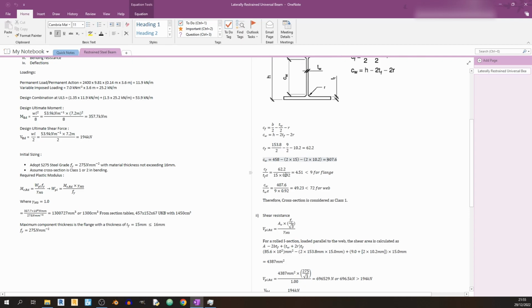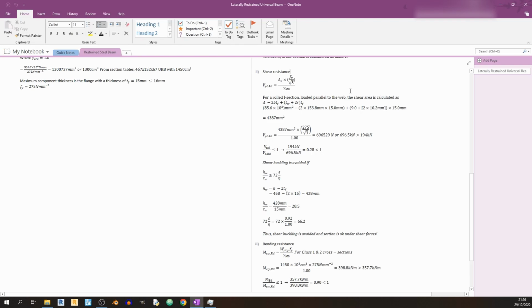And this is the flange slenderness ratio over here, so it's less than 9. So the flange is class 1. And this is the web slenderness ratio, and it's less than 72, so it is class 1 as well. So as a whole, this cross-section can be considered as class 1. I'll be making another video on the different classes for beams, so stay tuned for that as well.